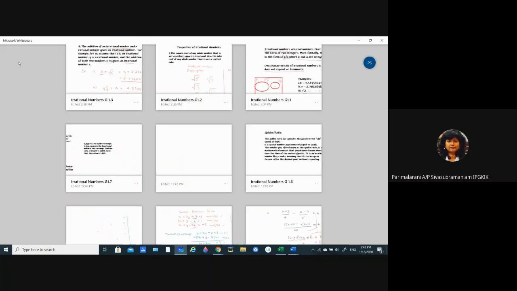So I think we have run through the properties, and you sort of know what rational numbers are.